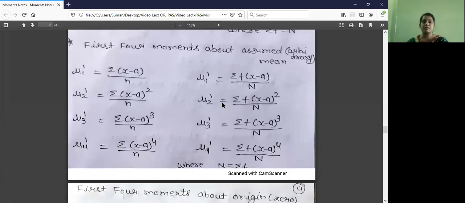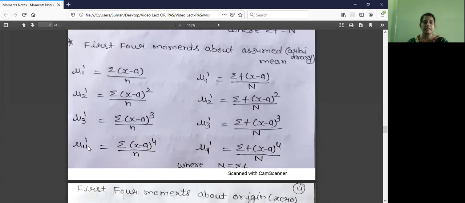In case we are finding the 10th moment about the assumed mean, what is our formula? Yes, mu 10 dash is equal to summation f x minus a whole raised to the power 10 divided by capital N. In case we are not given the frequency, our formula is what? Mu 10 dash is equal to summation x minus a whole raised to the power 10 divided by number of terms.